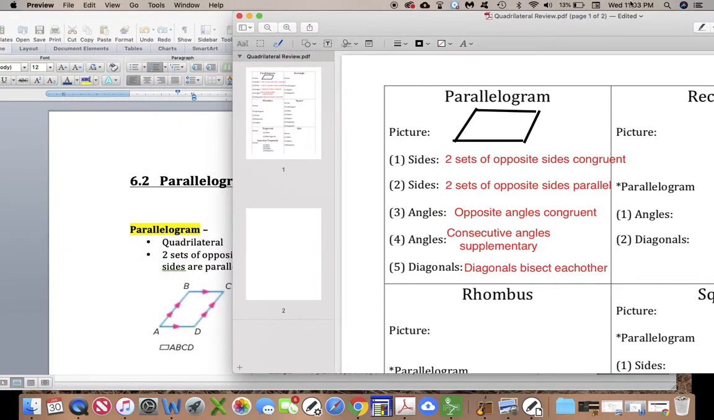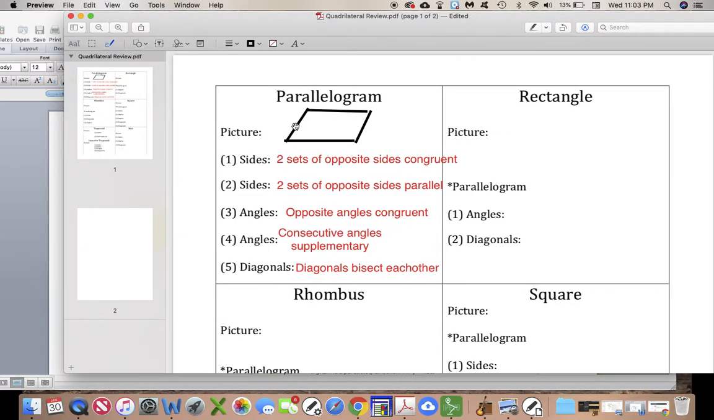So 6-2 is parallelograms, and I want you to go ahead and draw a picture of what a parallelogram looks like. Usually you just have the slanted edges, and then the top and bottom are completely horizontal. That's the best representation of a parallelogram that you can draw. There are some interesting things about parallelograms that we write down, and I just have them numbered 1, 2, 3, 4, 5. So there's two interesting things about the sides.